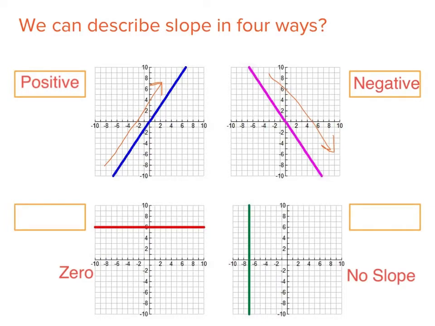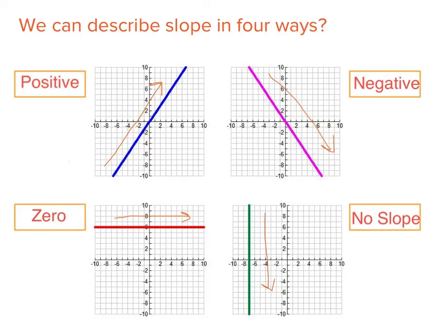A third way to describe a slope is 0. So when I'm looking at the line from left to right, it is a constant horizontal line, so it has a slope of 0. And the last way to describe slope is no slope. So no slope would be a straight vertical line up and down, so it has no slope.